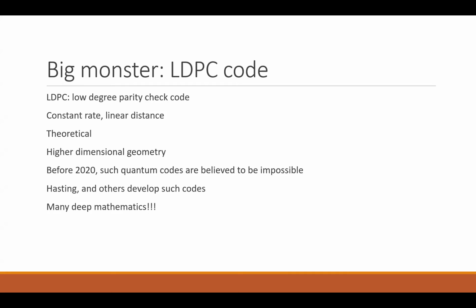Some very theoretical people, some mathematicians, finally found a good quantum LDPC code. So basically there exists a family of quantum codes whose rate is constant as n goes to infinity, so k is linear in n, which is much more powerful. And the distance is also linear in n. This is why we call it good LDPC: constant rate, linear distance.